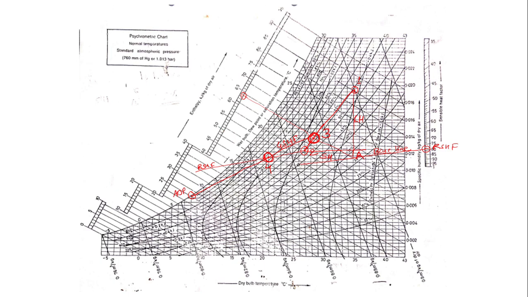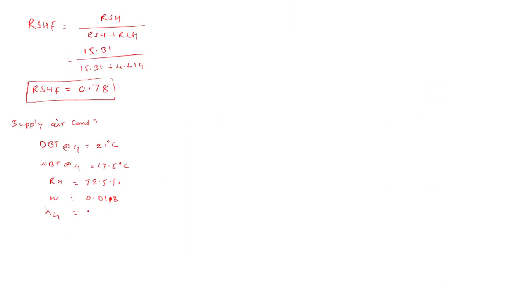Obviously I'll draw one line parallel to the WBT line. Wherever it is intersecting this enthalpy scale, I'll get the enthalpy here, somewhere here. I'll just show you the line, something like this. So this is nothing but the H4, which is the enthalpy, and the answer is about 50. Assume that it is 50 kilojoule per kg. So these are nothing but the supply conditions.